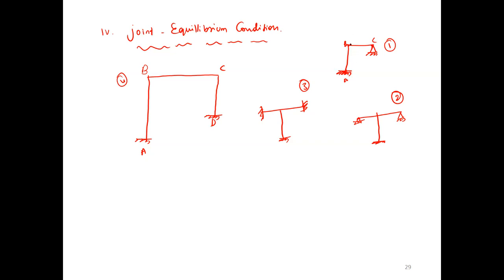Now B. What is the joint equilibrium condition at B? MBA plus MBC equals 0. What is the joint equilibrium condition at C? MCB equals 0. Therefore, how many joint equilibrium conditions? 2. Very good. Here it will be 3. What are those? One is MCB equals 0, and then M.